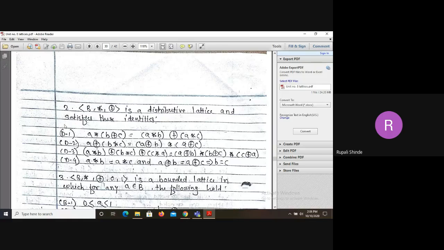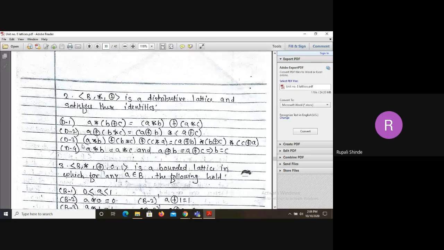Okay. Now check for the next property, A XOR B star C. Here we have to apply this XOR operation over this bracket. So the first bracket is A XOR B star A XOR C. Yes, we have applied the distributive property. Now the third one, A star B XOR B star C XOR C star A.